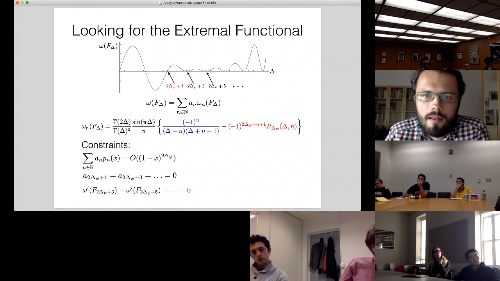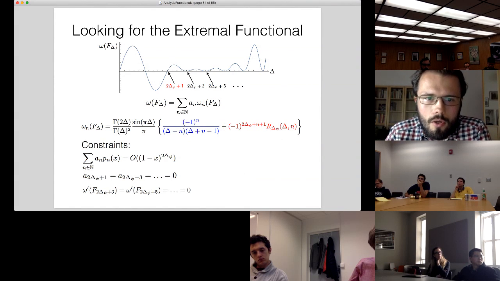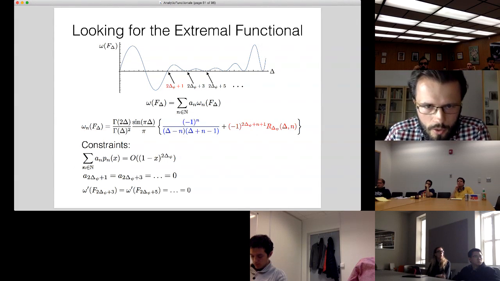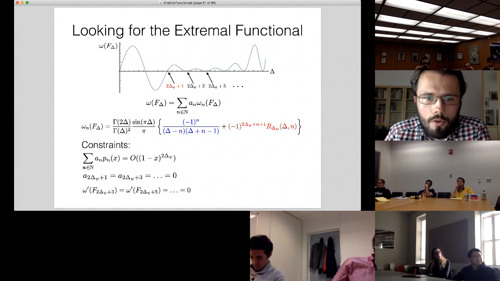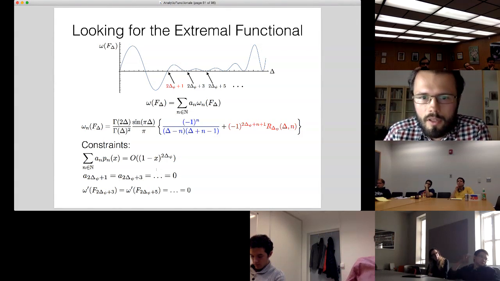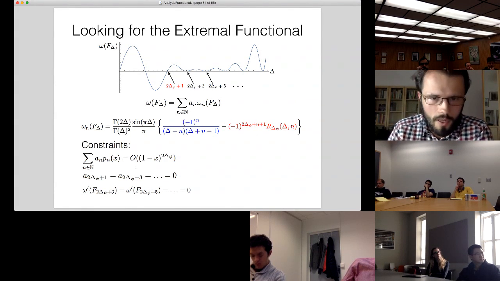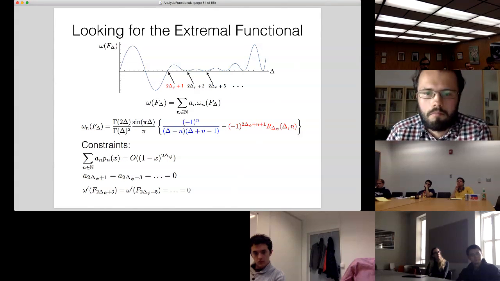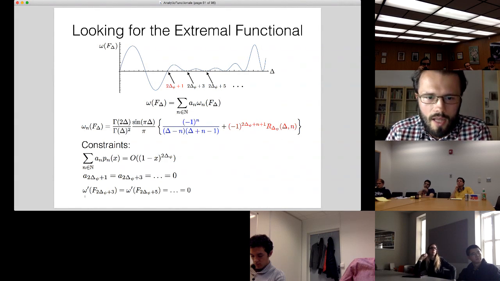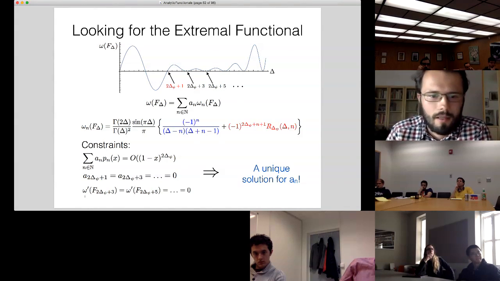And finally, the most restrictive constraint is that the functional has double zeros at the rest of the spectrum. Okay, what do we have to do to get double zeros? You already see that the omega n has the sine factor, which already has simple zeros at integers. So in order to make this into double zeros, the terms in curly brackets must sum to give another simple zero at those locations. So for every double zero, this will give you one linear constraint among the a's.